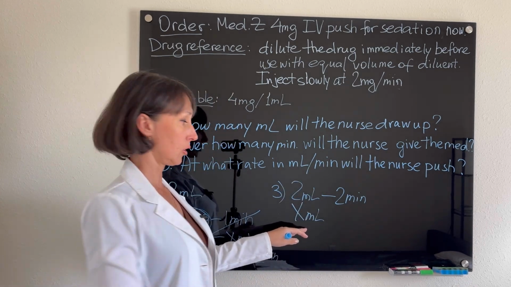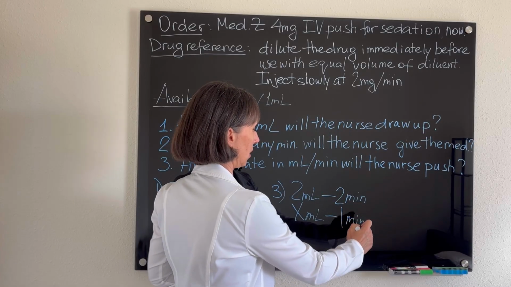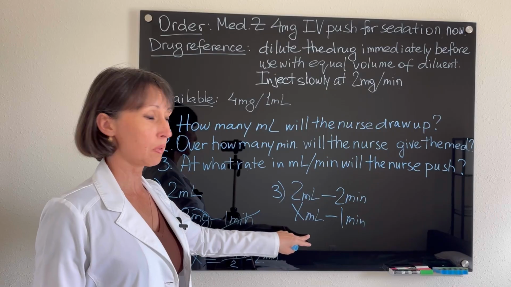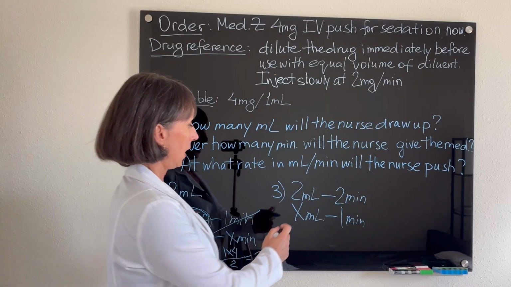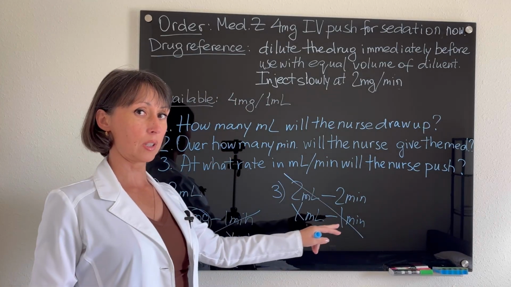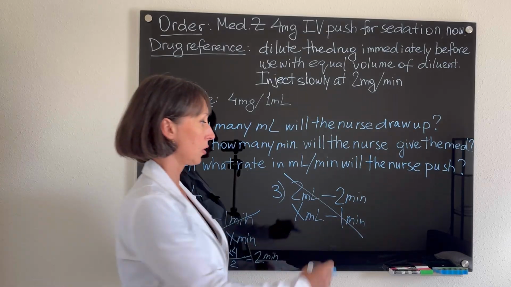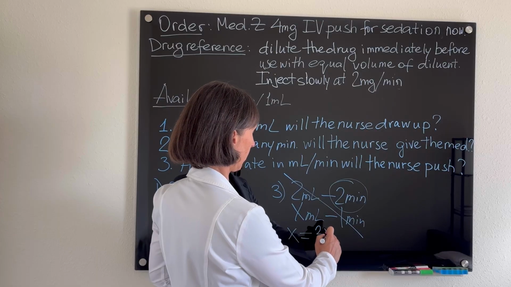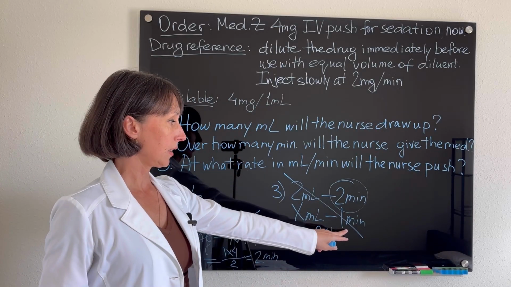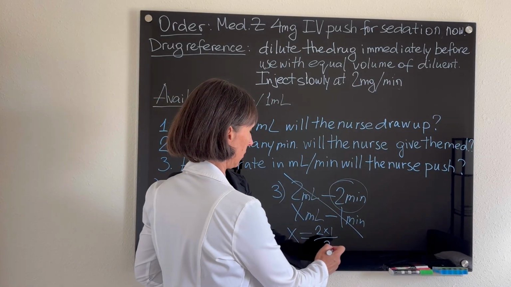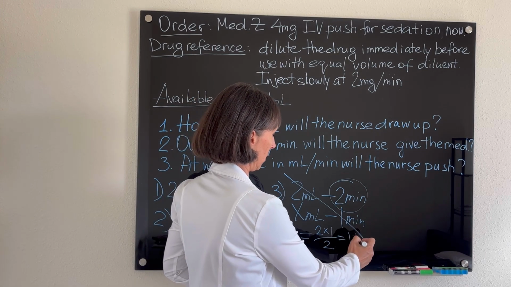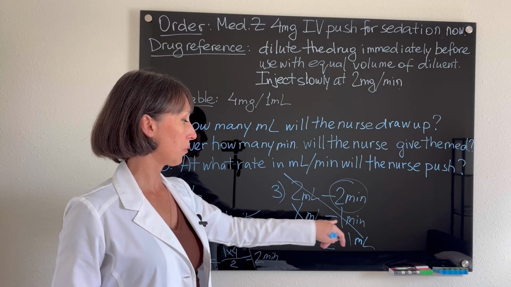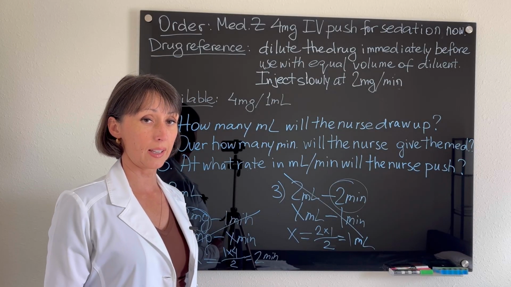How many milliliters per 1 minute? I'm checking myself, do I have milliliters under milliliters, minutes under minutes? And then I find a diagonal with 2 numbers that are not X, multiply these 2 numbers and divide by the third number. 2 times 1 divided by 2. And that is 1 milliliter. I found 1 milliliter per minute. I will be pushing it at that rate.